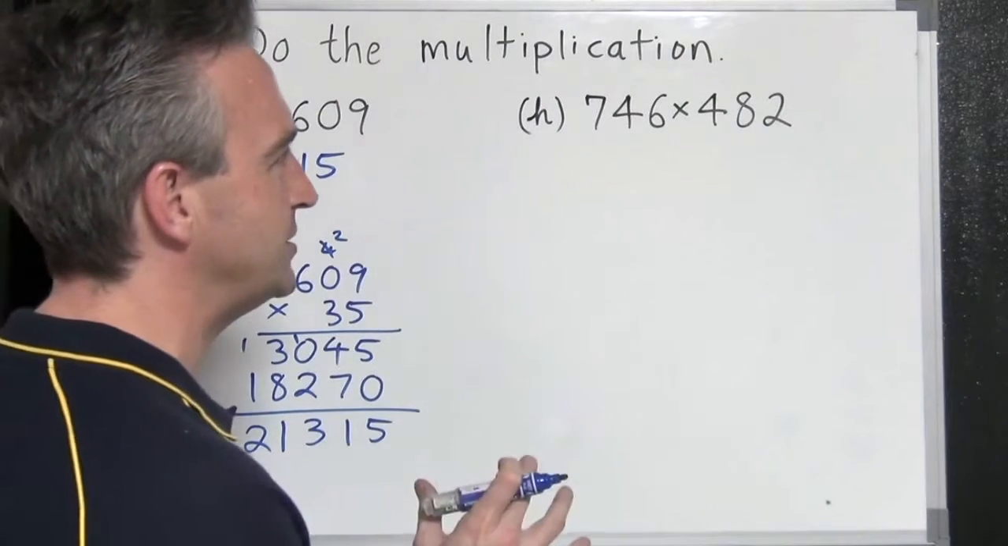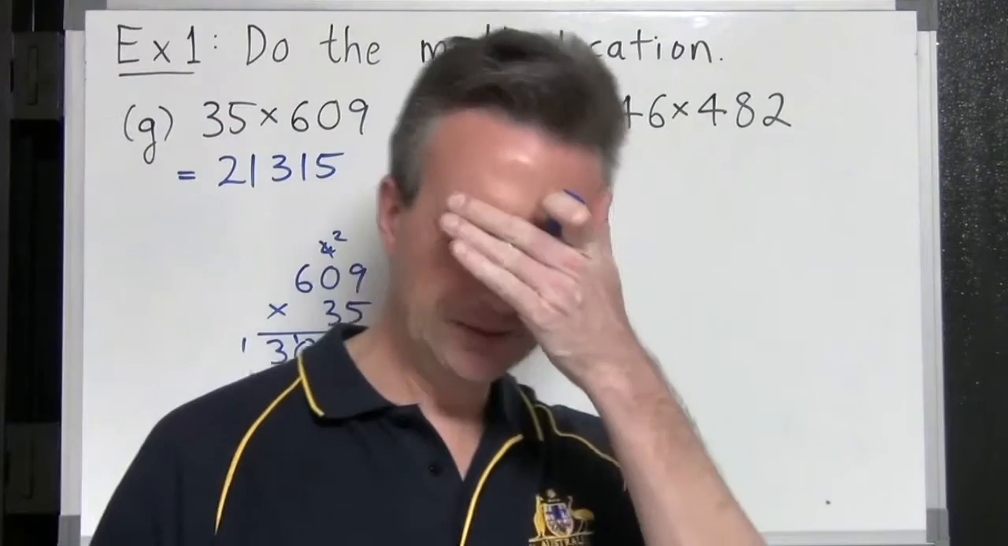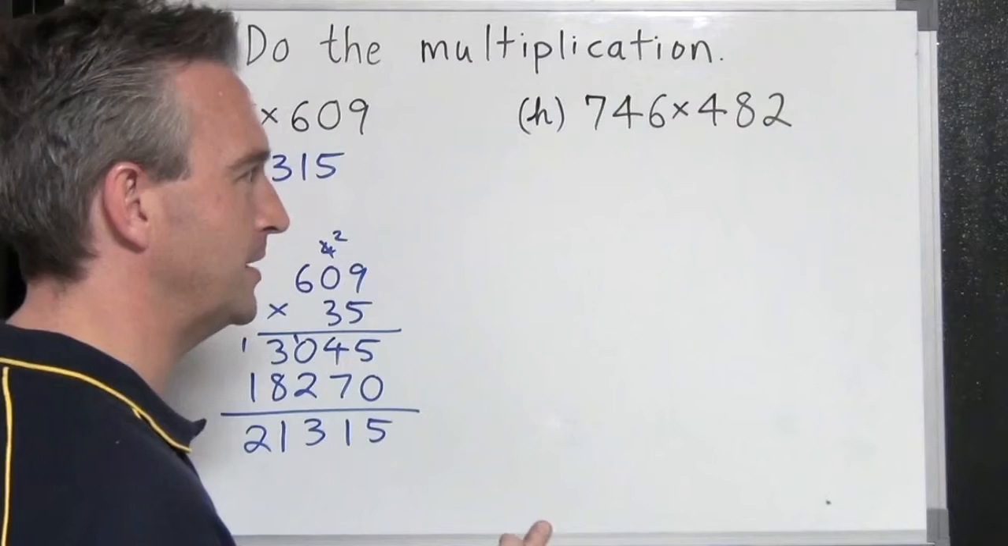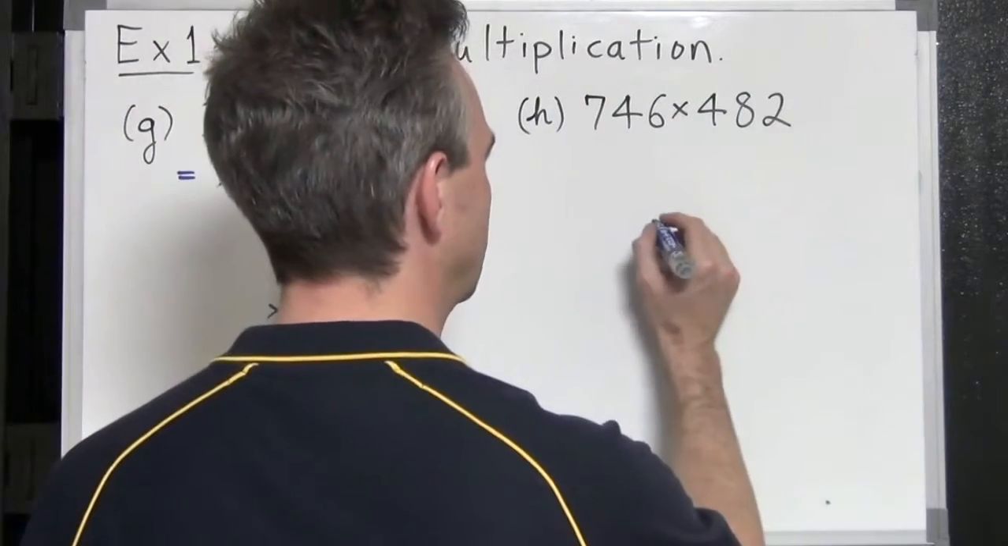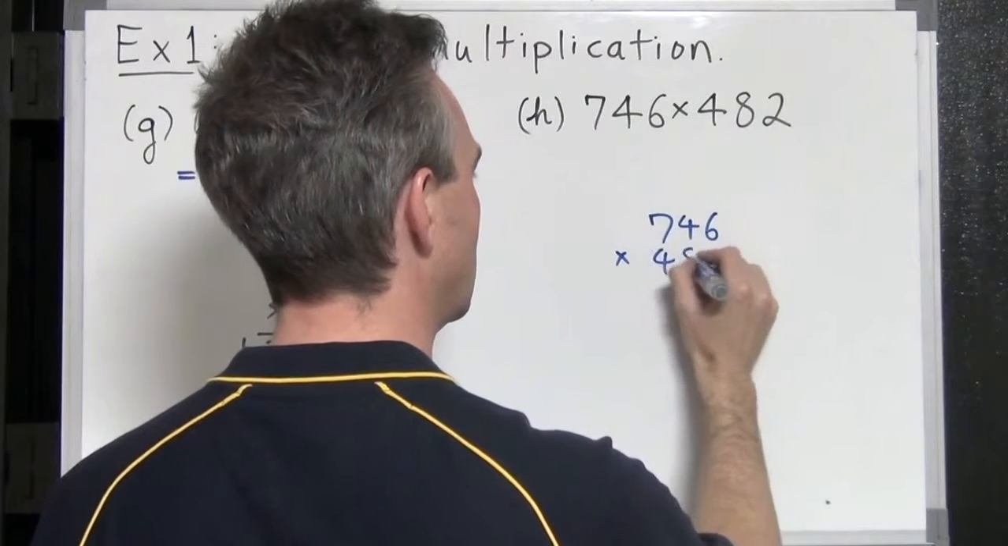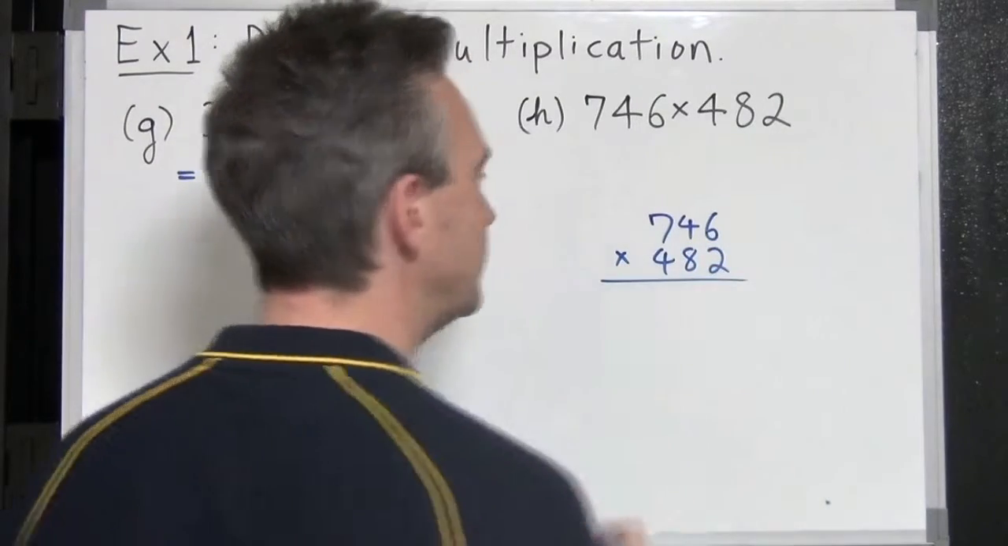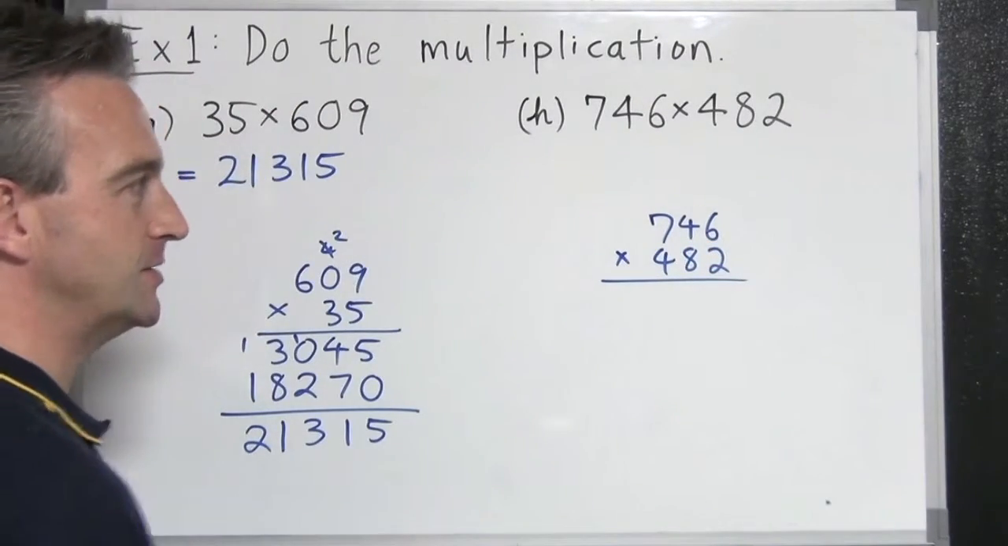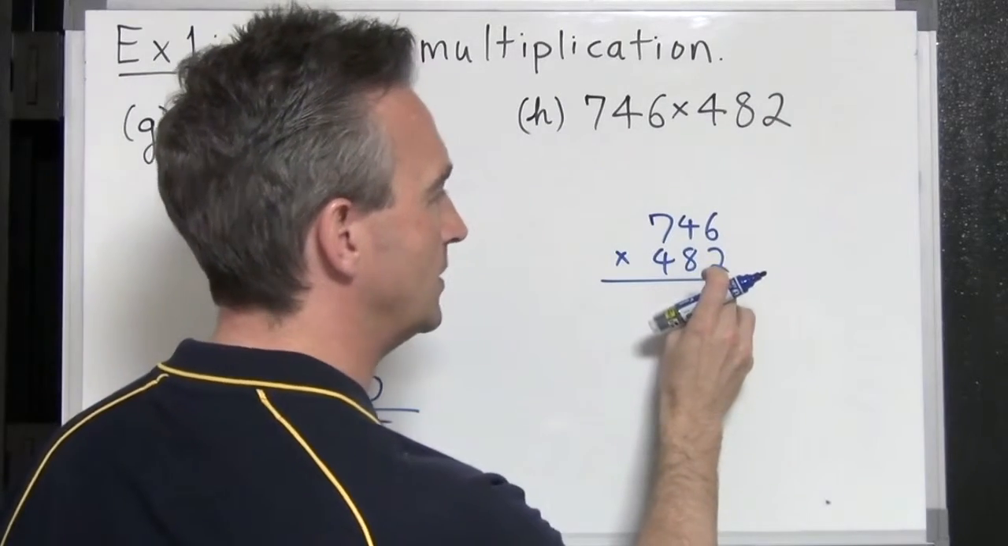Last one. A 3-digit number times a 3-digit number. I didn't want to do this. Oh, come on. Hold it together, will you, for heaven's sake. Come on, don't be a baby. Let's do it. 7, 4, 6 times 4, 8, 2. Maybe you've done this before, maybe not. Let's just follow along. So we work with the 2 first, same as always.